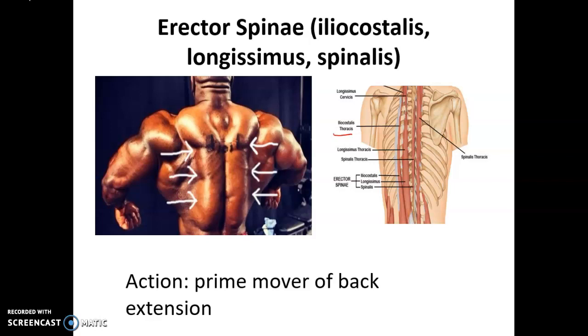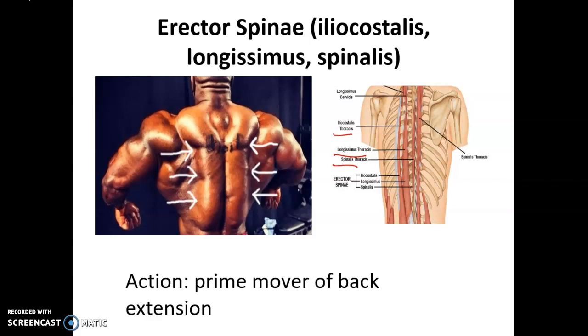And I'm moving lateral to medial. So most laterally we have iliocostalis. Medial to that we have longissimus. And the most medial one, which is very close to the spinal cord, that's called spinalis. So three muscles from lateral to medial: iliocostalis, longissimus, and spinalis. Together they are called erector spinae muscles.